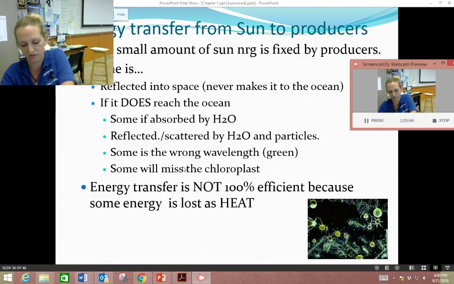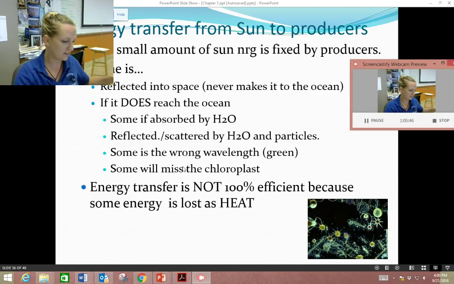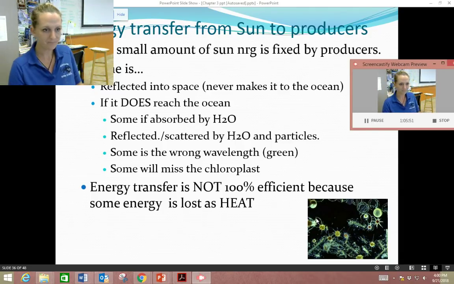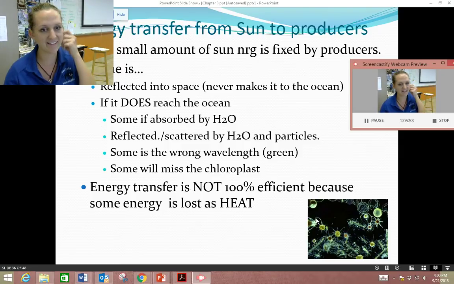So that's the question. Do not skip this slide. You need to know why not all the light is incorporated. And energy is lost as heat.